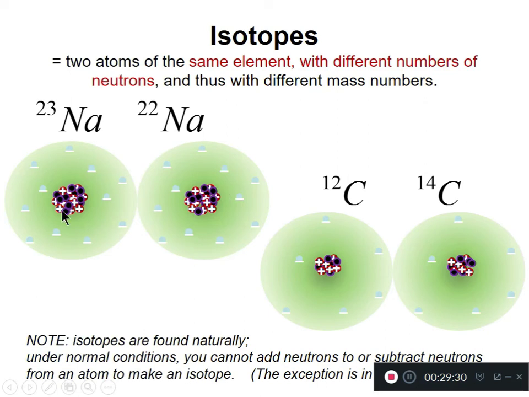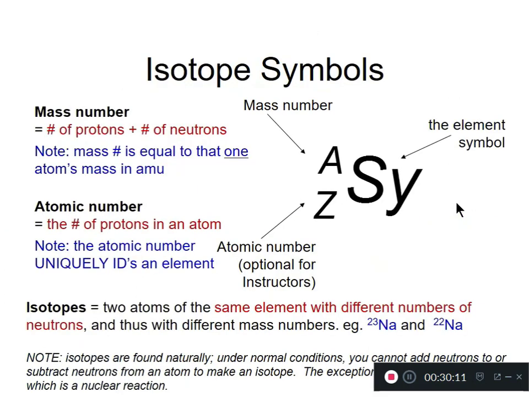So if I find two atoms that have different numbers of neutrons, of course it's going to affect the mass of the atom because the neutron has a mass of 1. So sodium-22 and sodium-23 are isotopes. Carbon-12 and carbon-14 are isotopes. Just a note that isotopes are found naturally. Under normal conditions, I can't add neutrons to or subtract neutrons away from an atom to make an isotope. I go find them and I say, oh, here's one that's a carbon-12. Oh, here's one that's a carbon-14. But I can't make a carbon-12 into a 14 or vice versa, except for nuclear reactions. And we're not talking about those.